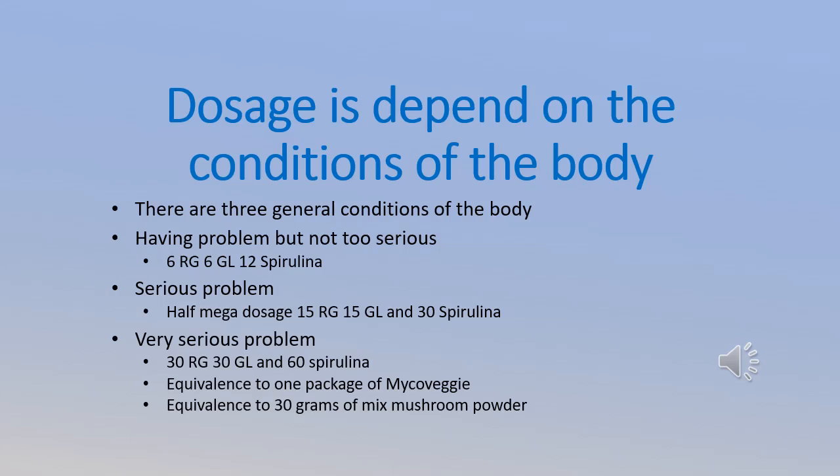And as I say, spirulina is assisting. We put here 60. If you feel that 60 is too much, you take 30. Also up to you, not so critical. But 30 Rg and 30 Gl is a must for this mega dosage. So when there are serious problems like diabetes, cancer, and a lot of other serious problems, then we have to go for this mega dosage. So this is all about the dosage.